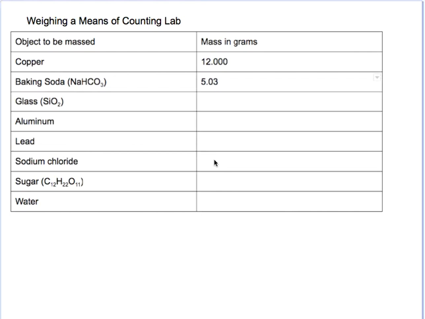All right, now what I'm going to do is show you copper and baking soda. I'm going to do two examples. You don't have to do those two. I'm doing those two examples. Just do the ones in the back. So you're going to measure the masses of 6 things in the back. All right, then I'm going to show you copper and baking soda, how to do the problems.